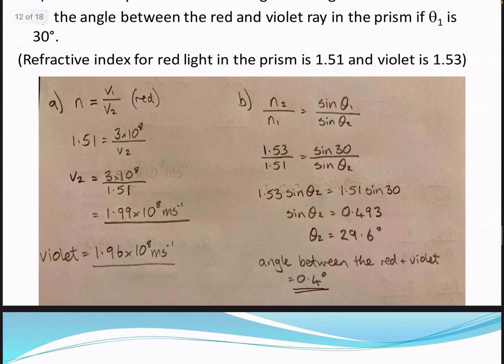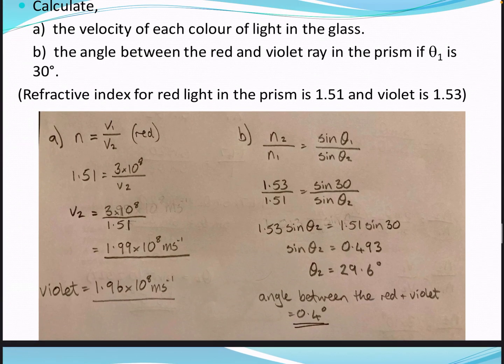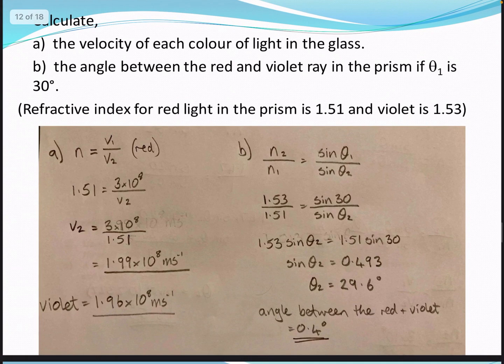So I've just shown the working for one of them, just for red. I've been lazy this time and I've just written n equals v1 over v2 because we know that the one on the bottom is 1 anyway. So for red light, the refractive index is 1.51. Velocity before it goes in is 3 times 10 to the 8. What's the velocity when it's inside the block? Rearrange that and we get 1.99 times 10 to the 8 metres per second.